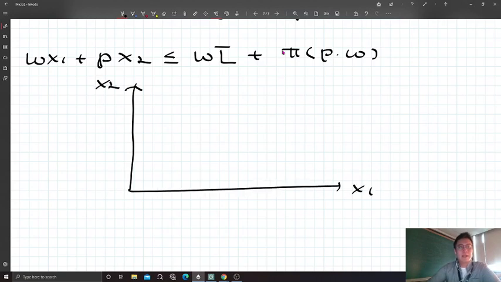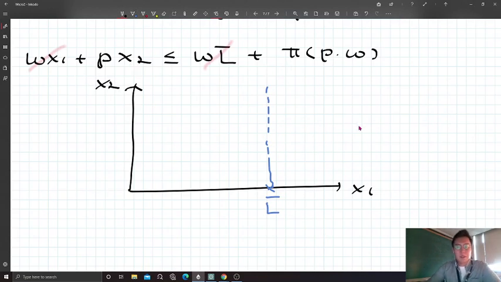Okay, but x1 cannot surpass L bar. A consumer has a limited time per day, L bar. So if he enjoys leisure for a full day, so if x1 is L bar, then what happens? Then these two will be cancelled. So x2 is going to be profit divided by p.